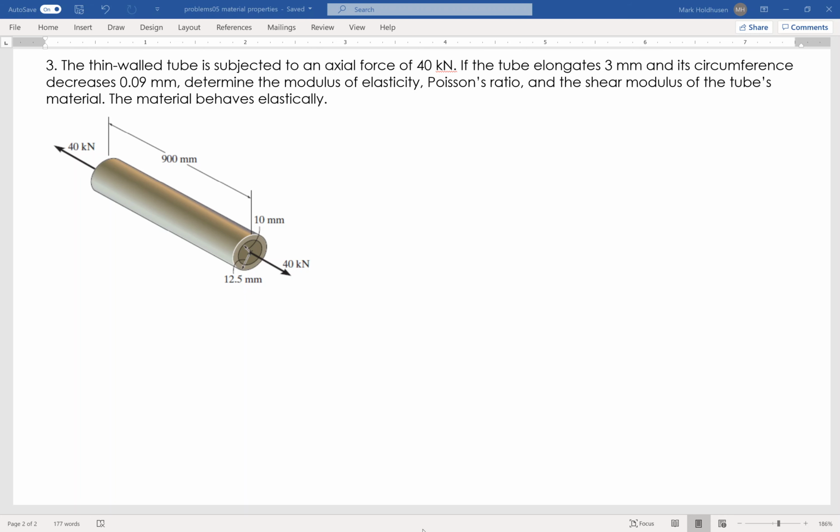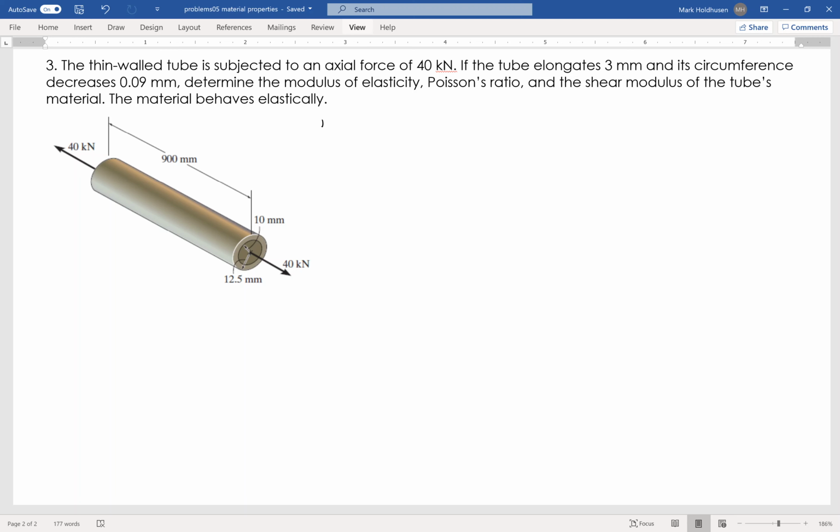Okay, so I've got a thin-walled tube subjected to an axial force of 40 kilonewtons, elongates 3 millimeters, circumference decreases by 0.09 millimeters. Okay, I want to find the modulus of elasticity, Poisson's ratio, and the shear modulus. So the first thing I'm going to do is find the stress subjected upon this thing.